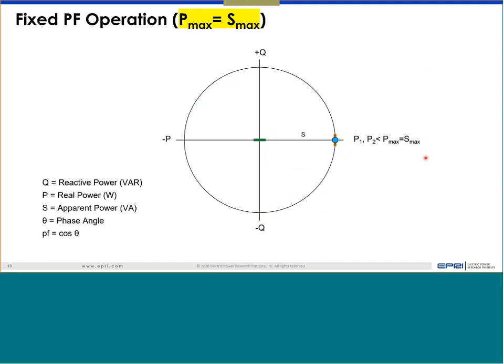Next, I'll show two example scenarios. Pay attention to the top in this header where I highlighted the part, P max equal to S max. What I'm referring to here is the inverter design question. The point I'm highlighting here is the inverter.